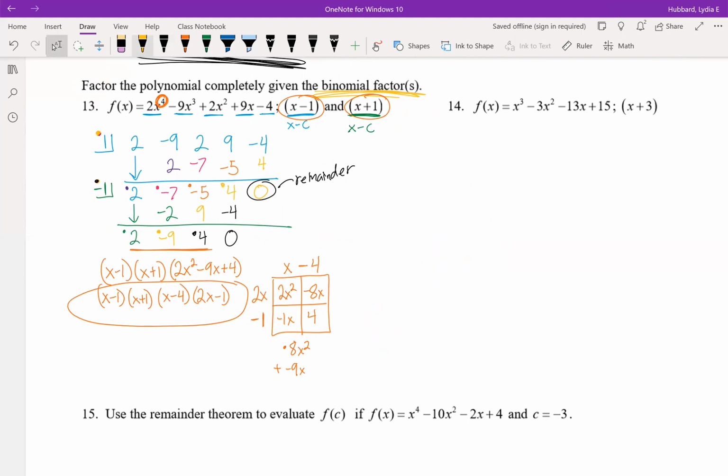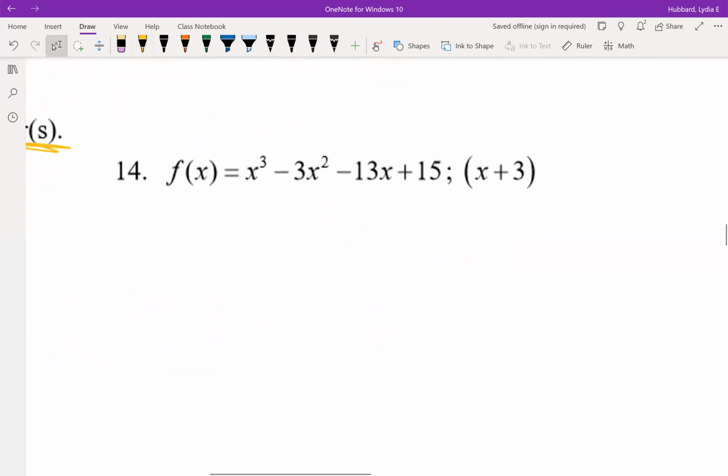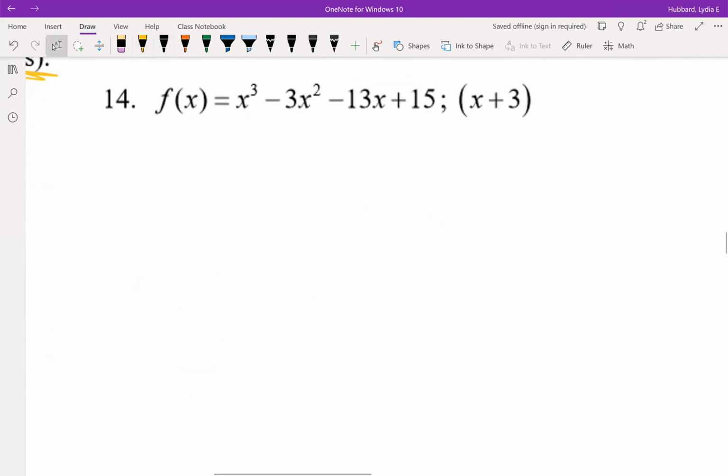Okay, so the next one tells me that x plus 3 is a factor. Again, this is an x minus c form. So what we're actually plugging in is a negative 3. Okay, and I'll take my coefficients. So I have a coefficient of the x cubed term of 1. The squared term is negative 3. The first power term is negative 13, and the constant term is 15.